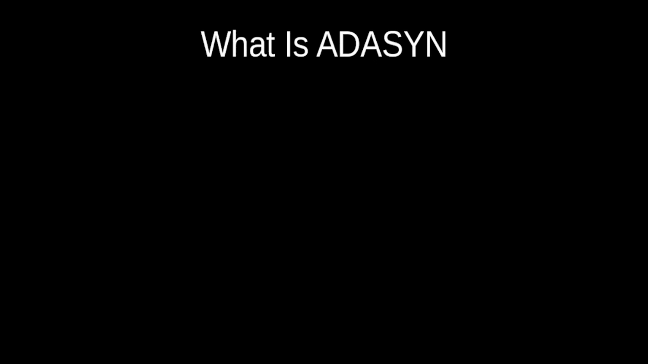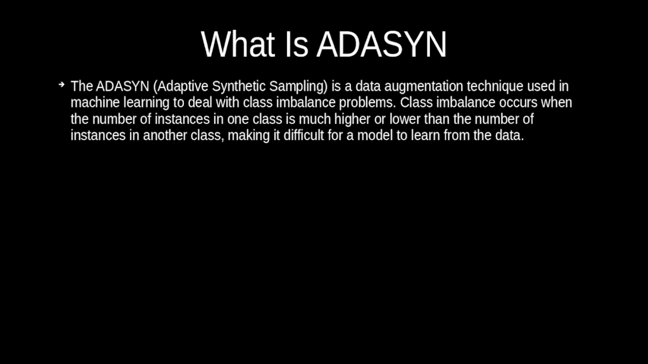What is ADASYN? ADASYN is adaptive synthetic sampling, and is a data augmentation technique used in machine learning to deal with the class imbalance problem. Class imbalance occurs when the number of instances in one class is much higher or lower than the instances in the other class, and this makes it difficult for a model to learn from the data.